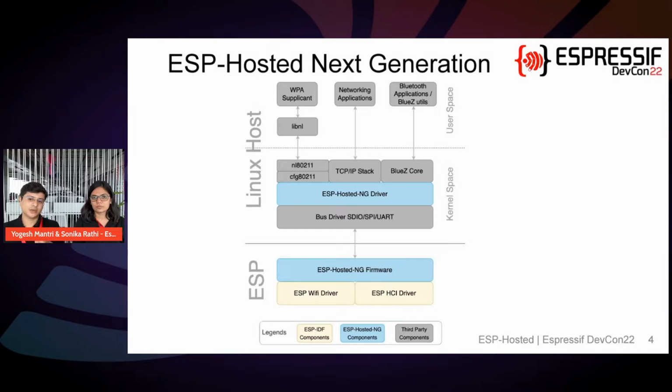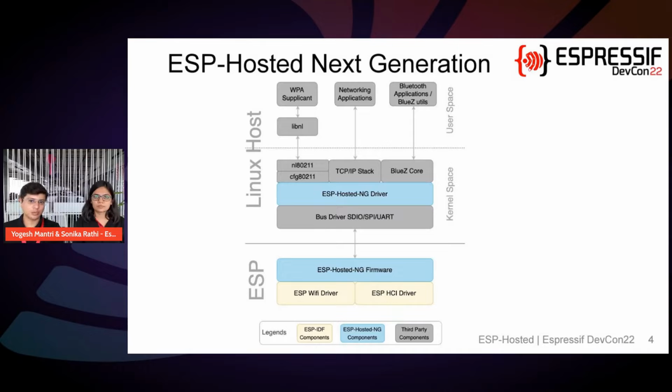Now we will try to understand the Linux host part. Overall, Linux is divided into two parts. One is the kernel space and the other is the user space. The user space is used more for user applications, and in the kernel space we will have the kernel driver. In the user space, you can see there are three legs. First is the WPA supplicant, second is the networking applications, and third is Bluetooth.